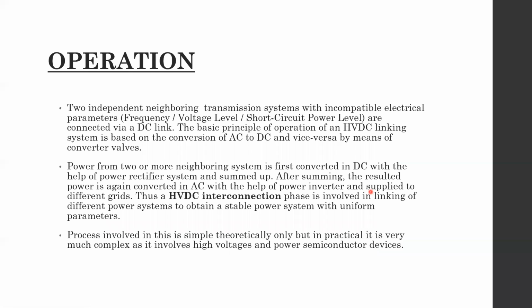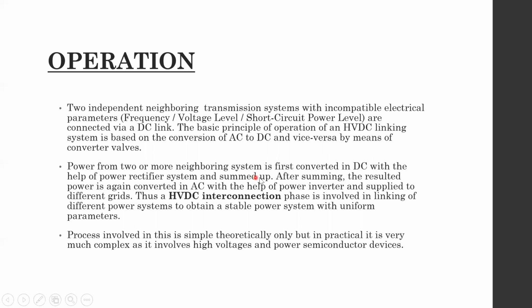Working principle of the back-to-back link. Two independent neighboring transmission systems with incompatible electrical parameters such as frequency, voltage level, or short circuit power level are connected via a DC link. The basic principle of operation of an HVDC linking system is based on the conversion of AC to DC and vice versa by means of converter valves.